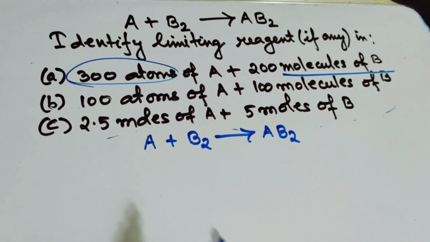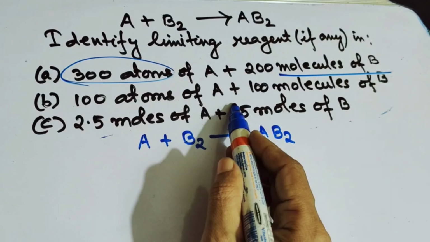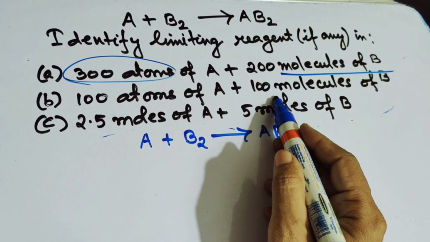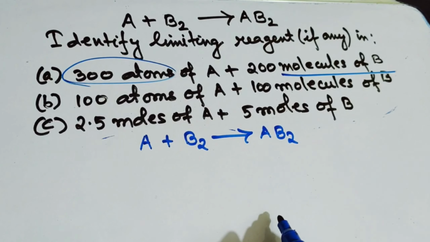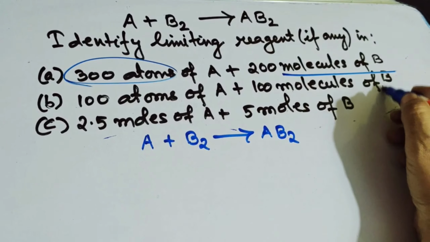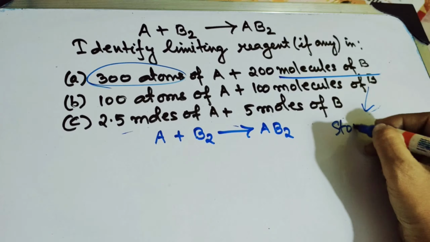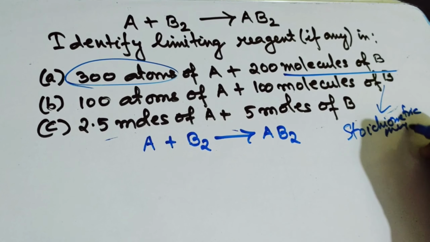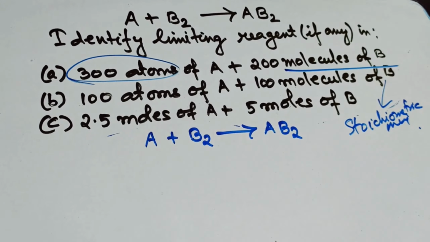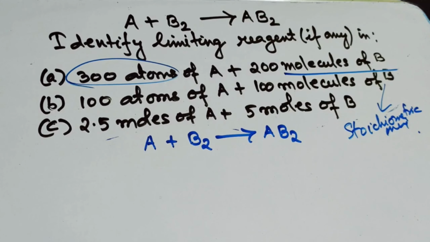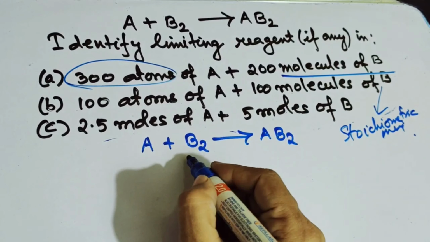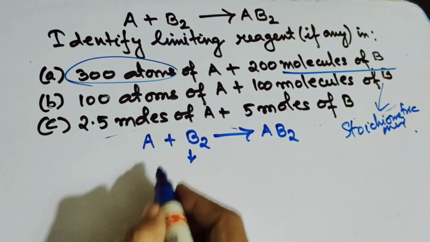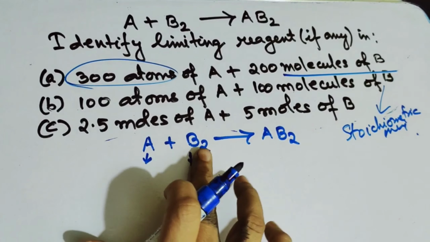Next part, 100 atoms of A when supplied with 100 molecules of B. See, this is actually a stoichiometric mixture. So there will be no limiting reagent. Both will react completely, because 100 molecules of B will react completely with 100 atoms of A.